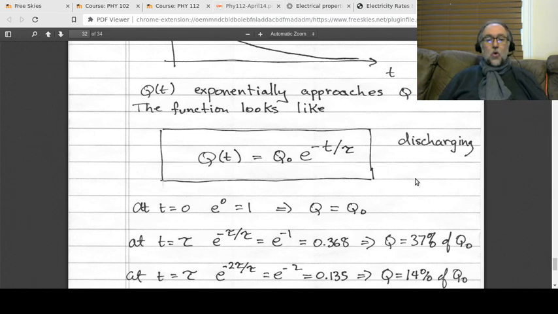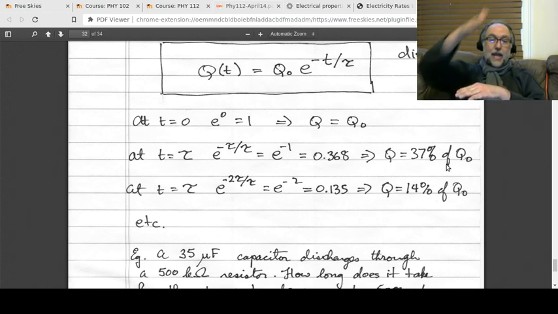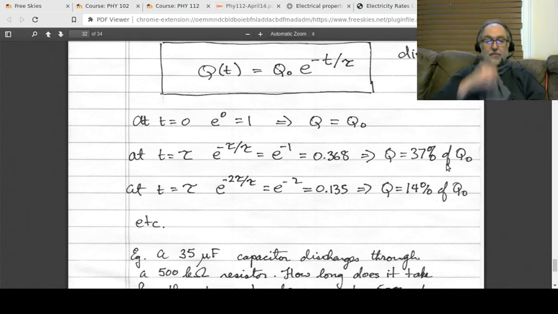Okay. So similar formula, and let's think about it in the same way. When t is equal to 0, if you put e to the 0 there, that's 1. 1 times q naught is just q naught, so q starts off at q naught. It starts off at its maximum charge. Okay, and then if you wait one time constant, e to the minus tau divided by tau, that's e to the minus 1. That's 0.368. So now, after one time constant, it has decayed down to 37% of its original charge. After two time constants, it's down to 14, and so on.